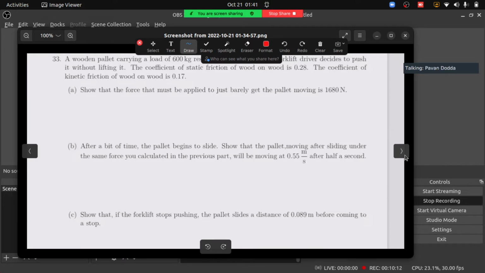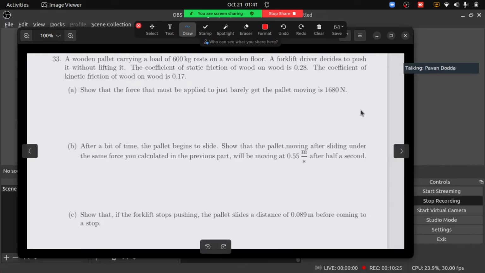Okay, question 33 says that a wooden pallet carrying 600 kg rests on a wooden floor. A forklift driver decides to push it without lifting it. The coefficient of static friction of wood on wood is 0.28. The coefficient of kinetic friction of wood on wood is 0.17. Show that the force that must be applied to just barely get the pallet moving is 1680 Newton.